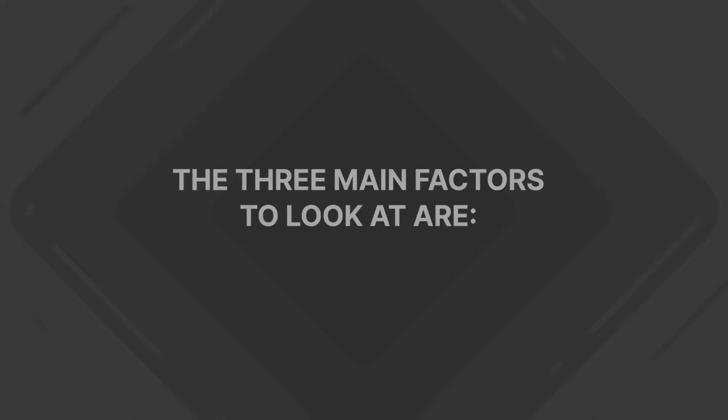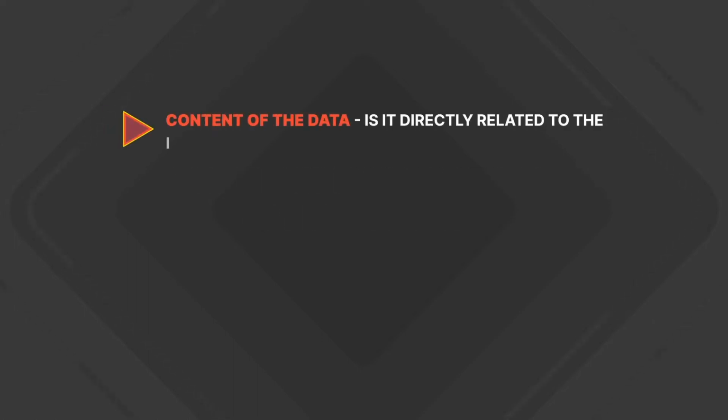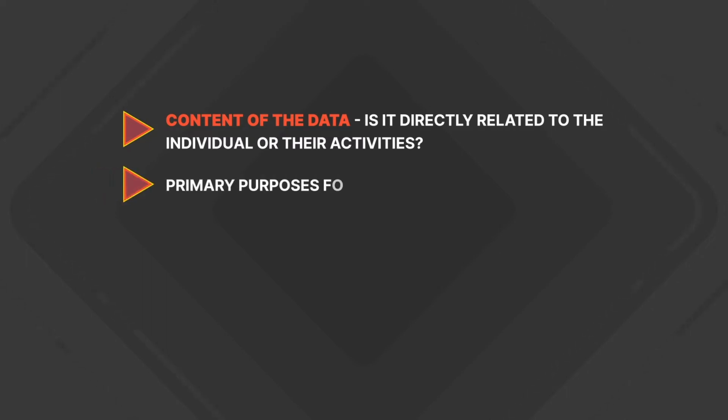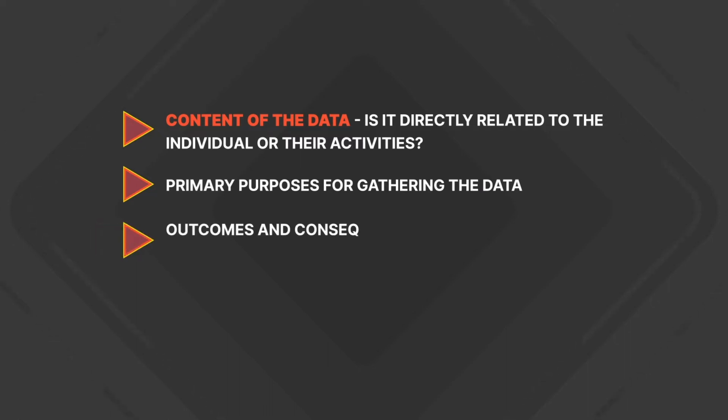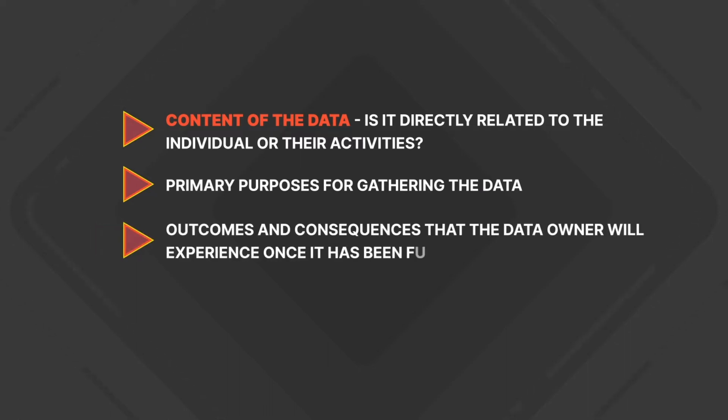To comply with GDPR protocols, a company must consider the impact and reasoning for collecting data, which can be affected by many variables. It should also look at whether the data collected is truly personal or unique to that individual before it is shared or processed in any significant way. The three main factors to look at are content of the data. Is it directly related to the individual or their activities? Primary purposes for gathering the data. Outcomes and consequences that the data owner will experience once it has been fully processed.